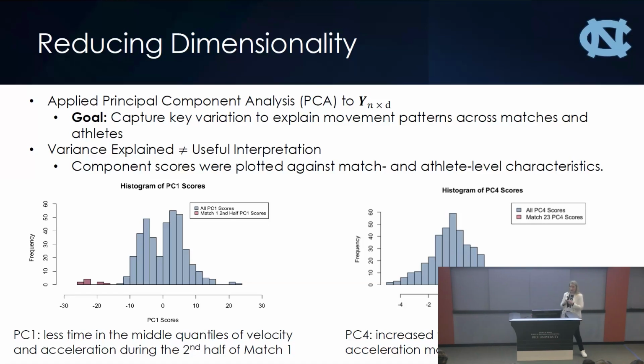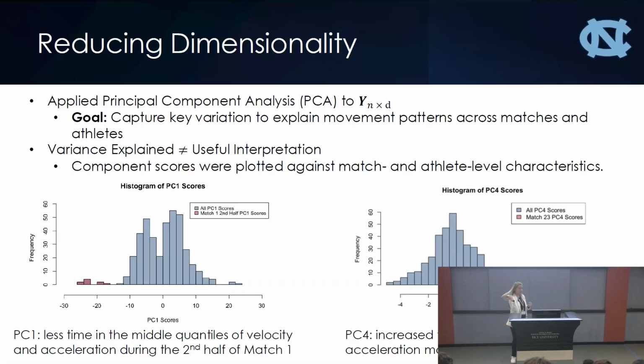So principal component 1 pulled out a lot more negative scores for the second half of the first game of the season. And in that, we see that in this specific instance, they spent less time in those middle quantiles of velocity and acceleration in the second half of match 1. Now, that could be they weren't game fit, first game of the season. There's a lot of other explanations, but this is just something that I can call out and maybe tell coaching staff or performance staff, and they can give context of the game a little bit better.